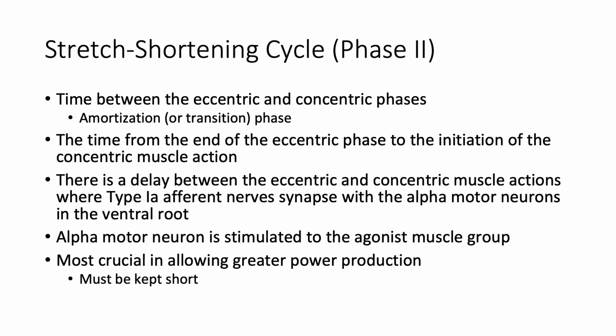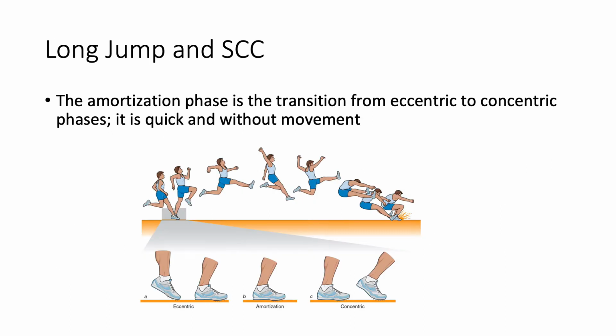The second phase of the stretch shortening cycle is probably the most crucial in allowing greater power production. If the amortization phase lasts too long, the stored energy during the eccentric phase dissipates as heat, and the stretch reflex will not increase muscular activity during the concentric muscle action. Looking at the long jump example, the amortization phase is the transition from eccentric to concentric phases. It is quick and without movement. If movement begins again, the amortization phase will end.